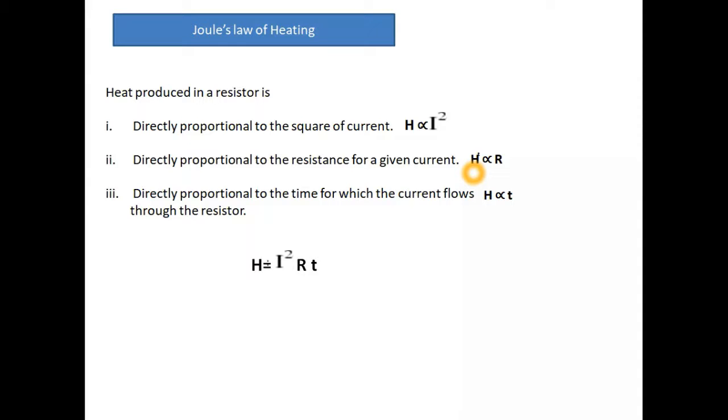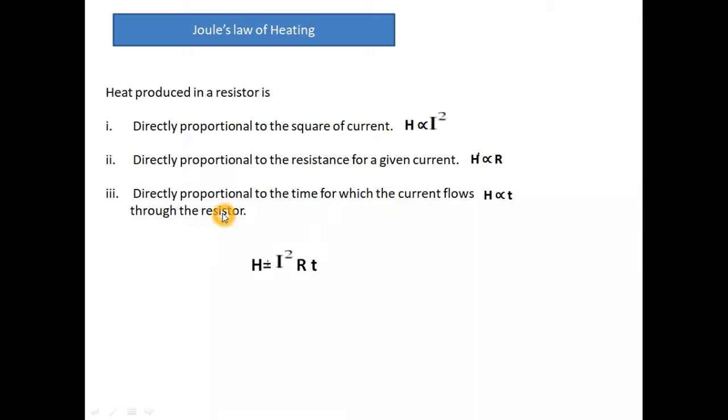So that means more resistance will produce more heat, and the wire having low resistance will produce less heat. We can observe this from the relation of H being directly proportional to resistance.